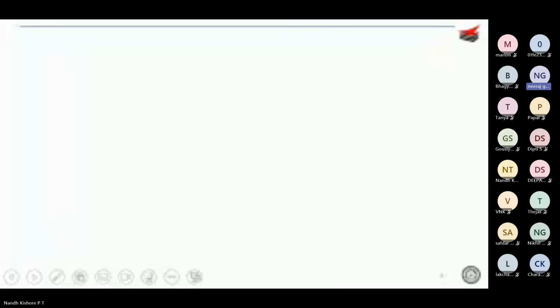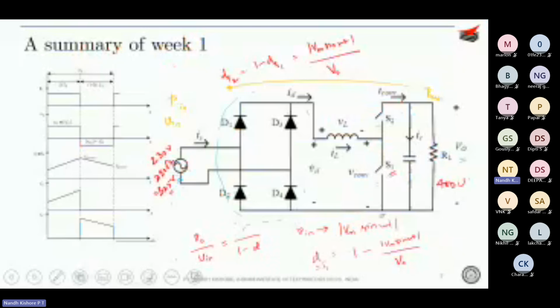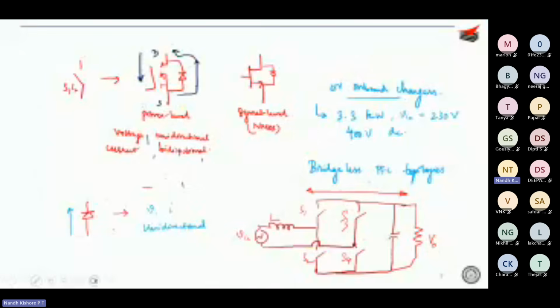Can I use S1 and S2 switches to make the voltage rating also below 400? No, the point is no. See the inductor over here. So one thing is, we will go back to DC-DC converters. So you are having a half bridge, correct? Yes. So you are having a V in over here, and this is your V0.